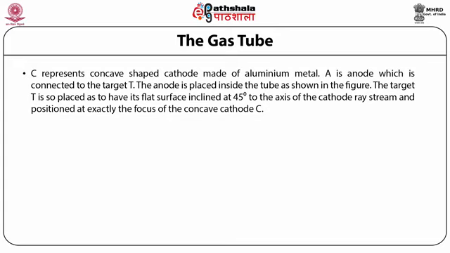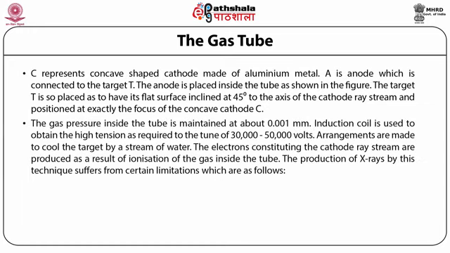The target T is made of a metal having a high melting point, like tungsten, molybdenum, and platinum. The gas pressure inside the tube is maintained at about 0.001 mm. An induction coil is used to obtain the required high tension, to the tune of 30,000 to 50,000 volts. Arrangements are made to cool the target by a stream of water. The electrons constituting the cathode ray stream are produced as a result of ionization of the gas inside the tube.